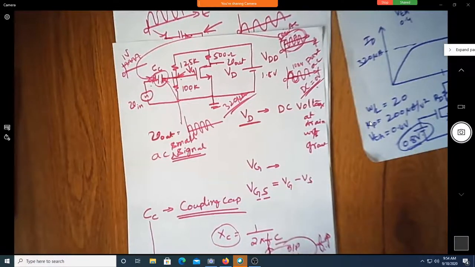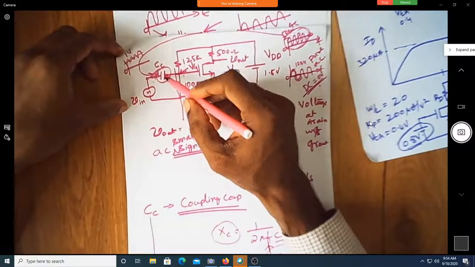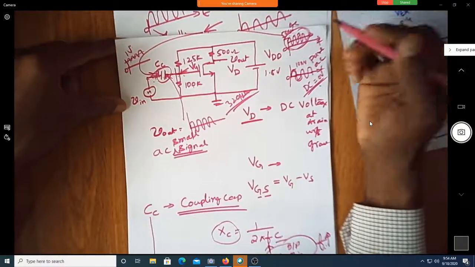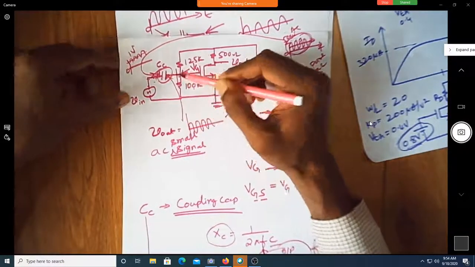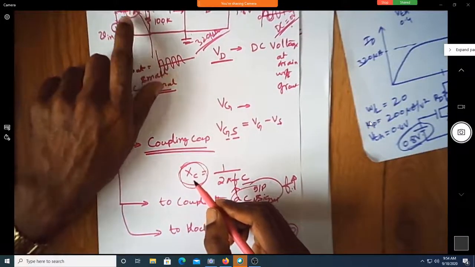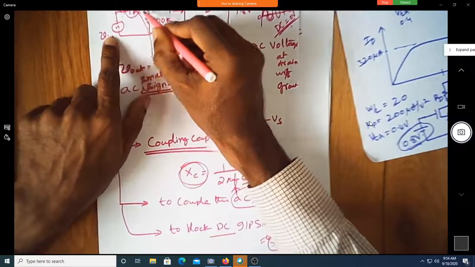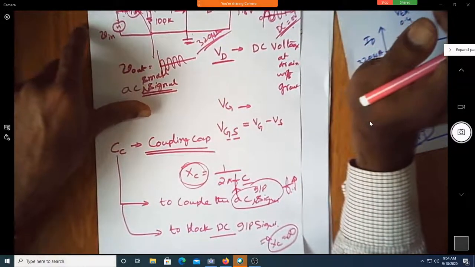Because it couples the AC signal. Is it not? It is certainly blocking DC, but it should couple that input signal. If the input is not at all reaching, then there is no point in amplification. You cannot amplify at all. First, that signal has to reach here. So, how will that reach? Because the reactance offered by this capacitor for that high frequency signal is less, it certainly reaches this point and then it proceeds. Correct?